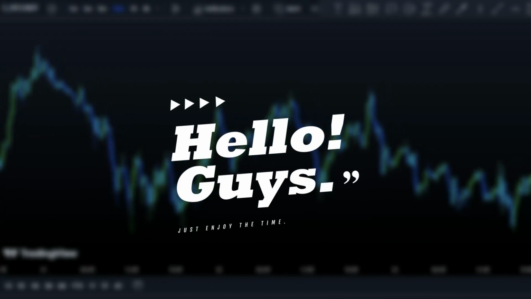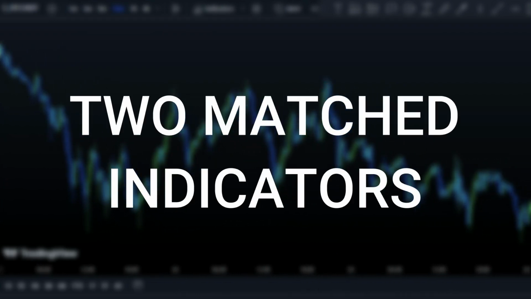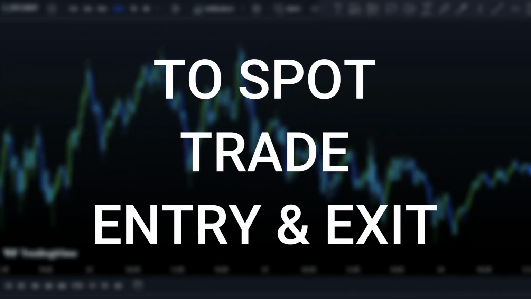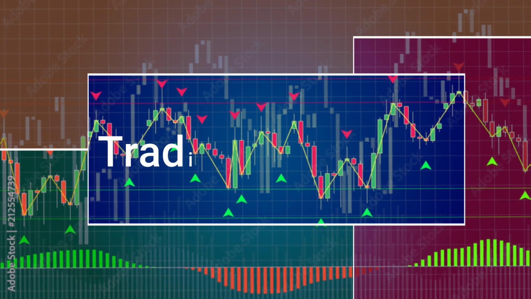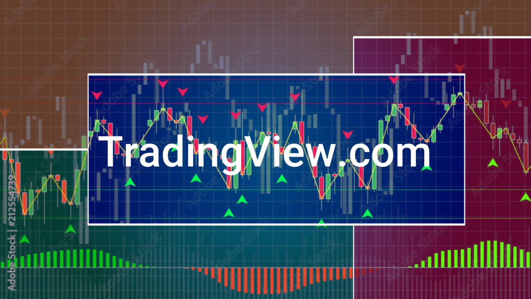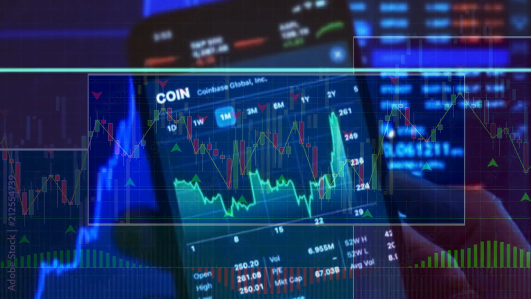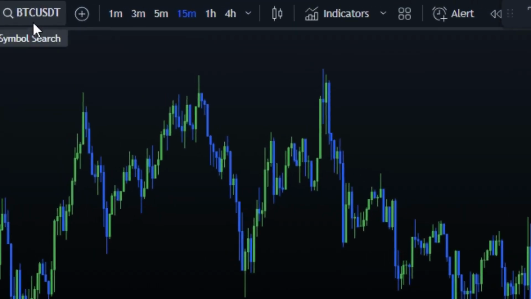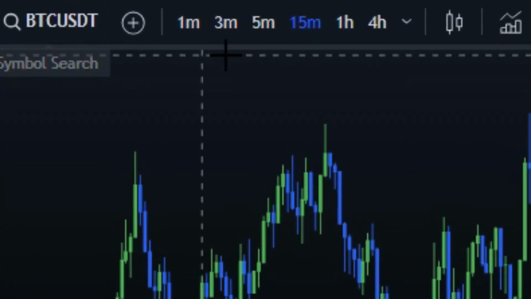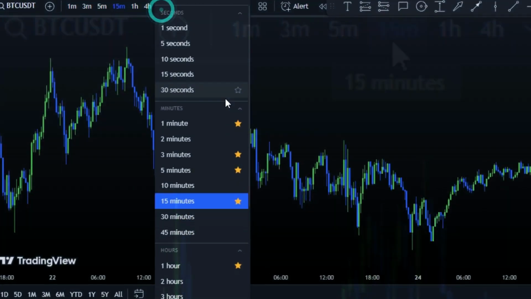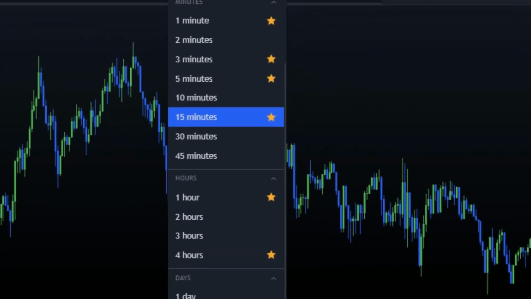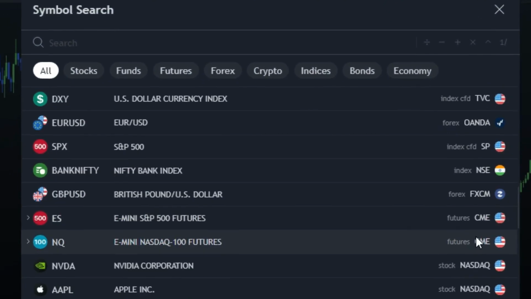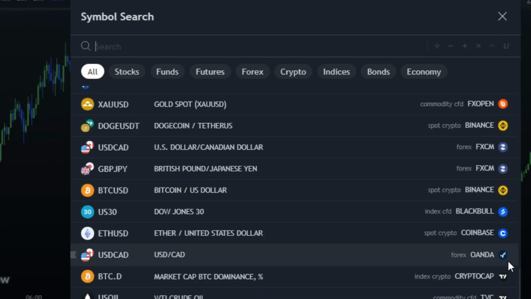We've got an awesome technique using two perfectly matched indicators to spot high probability trade entries and exits. Begin by opening TradingView and customizing a chart according to your preferences. We'll use the 15-minute Bitcoin chart as an example, but feel free to apply this strategy to any TradingView pair or time frame. Its adaptability makes it effective in various market conditions.